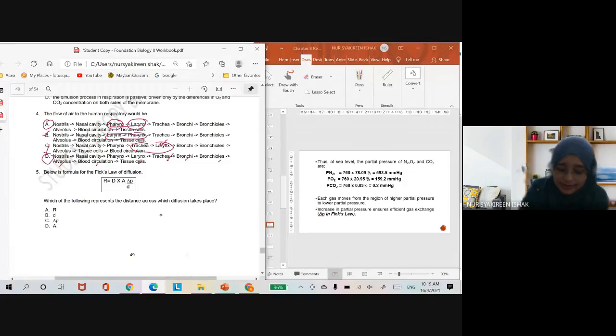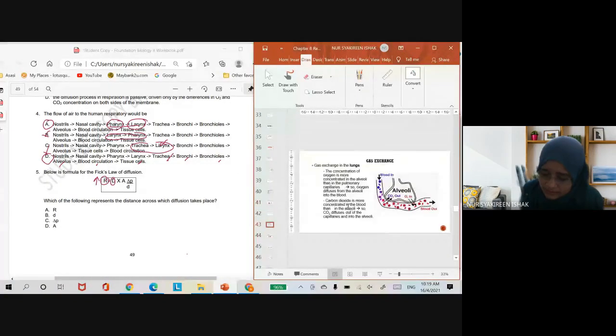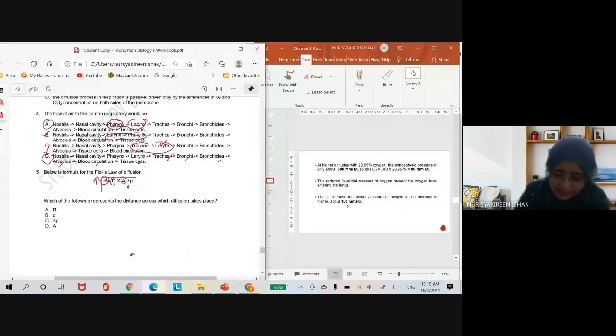So R is what? Rate of diffusion. So the purpose is to increase R, to increase the rate of diffusion. So D is the respiratory constant, which we don't touch because it is constant. A is area, so the area has to be large.